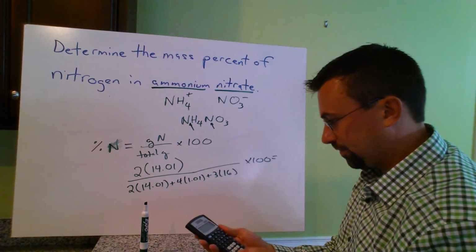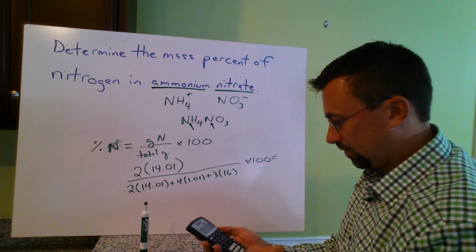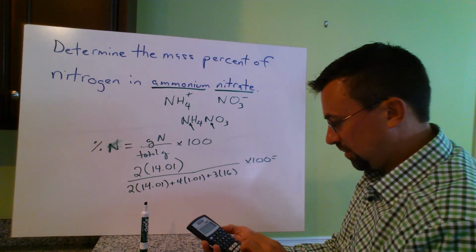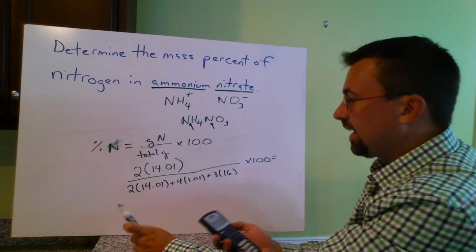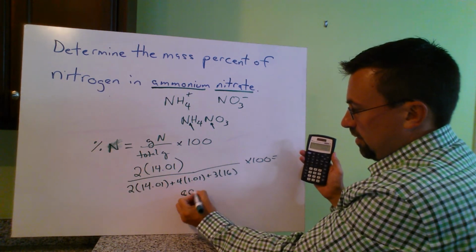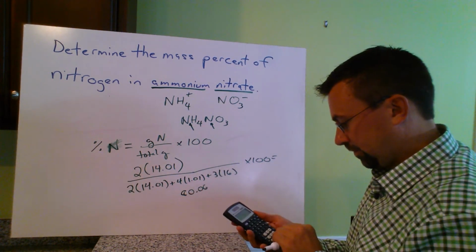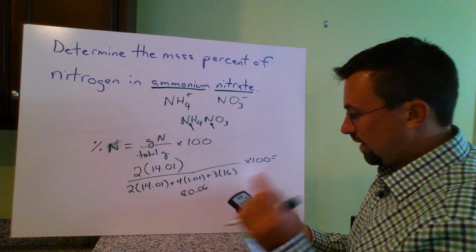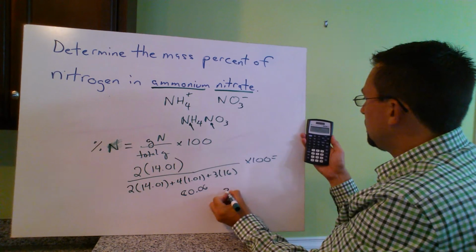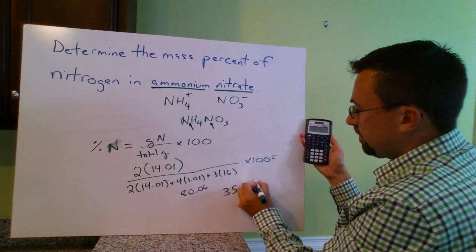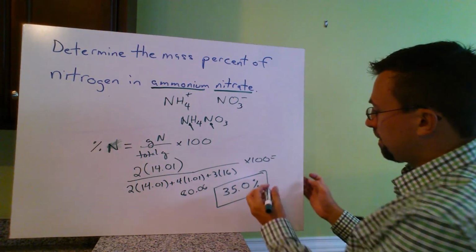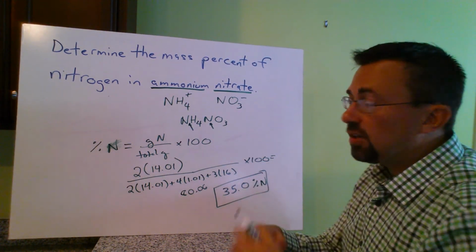All right. Sorry about not doing this beforehand. So on the bottom I get 80.06. And I get a percentage of 35.0% nitrogen. And that's really all there is to it.